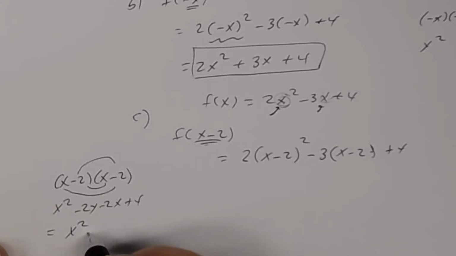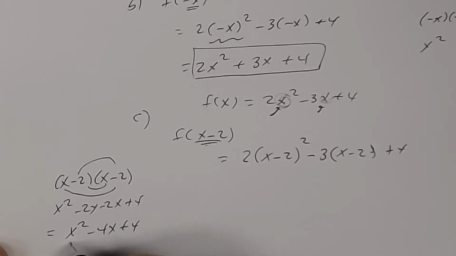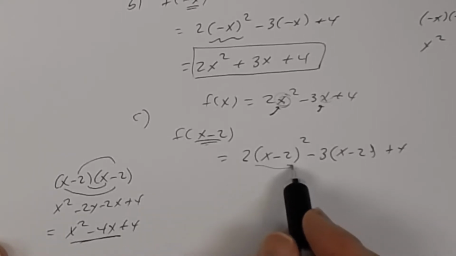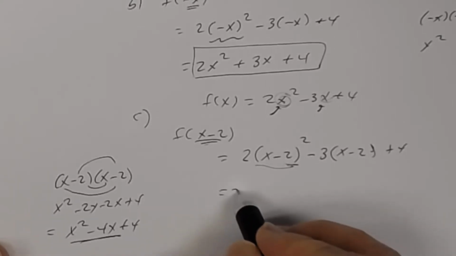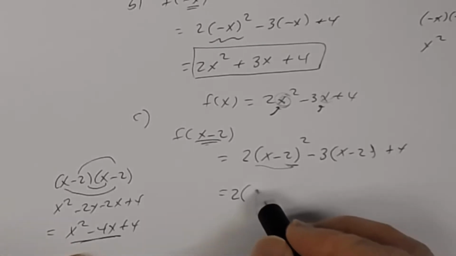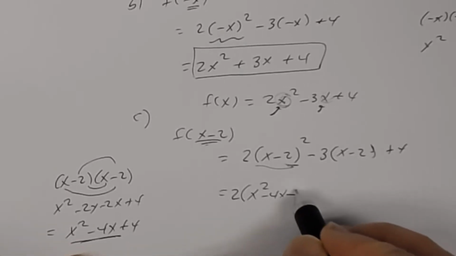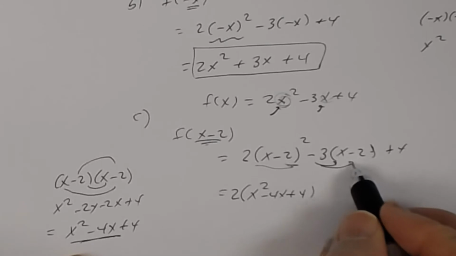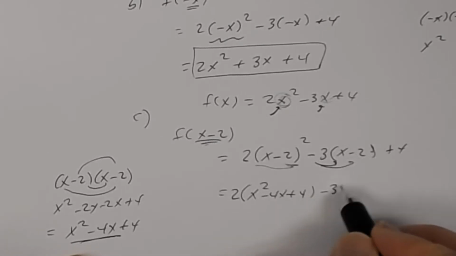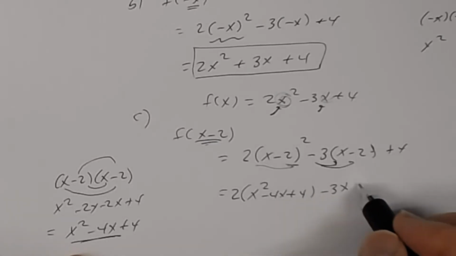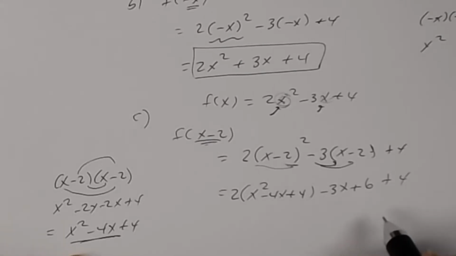So it becomes x squared minus 4x plus 4. So that is just this part here. So this becomes 2 times this trinomial, x squared minus 4x plus 4. Let's go ahead and distribute this. So we get negative 3 times x is a negative 3x. A negative 3 times a negative 2 is a positive 6, and then plus 4.